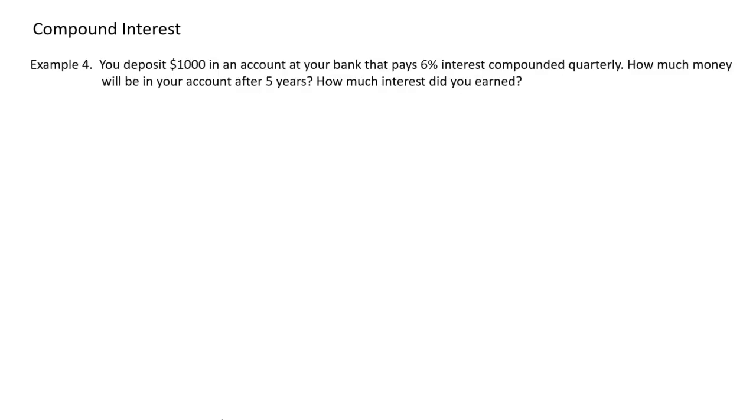Here it is. Example 4. You deposit $1,000 in an account at your bank that pays 6% interest compounded quarterly. How much money will be in your account after 5 years? And how much interest did you earn? Okay, so let's get a formula there. But I'm going to use this one instead.